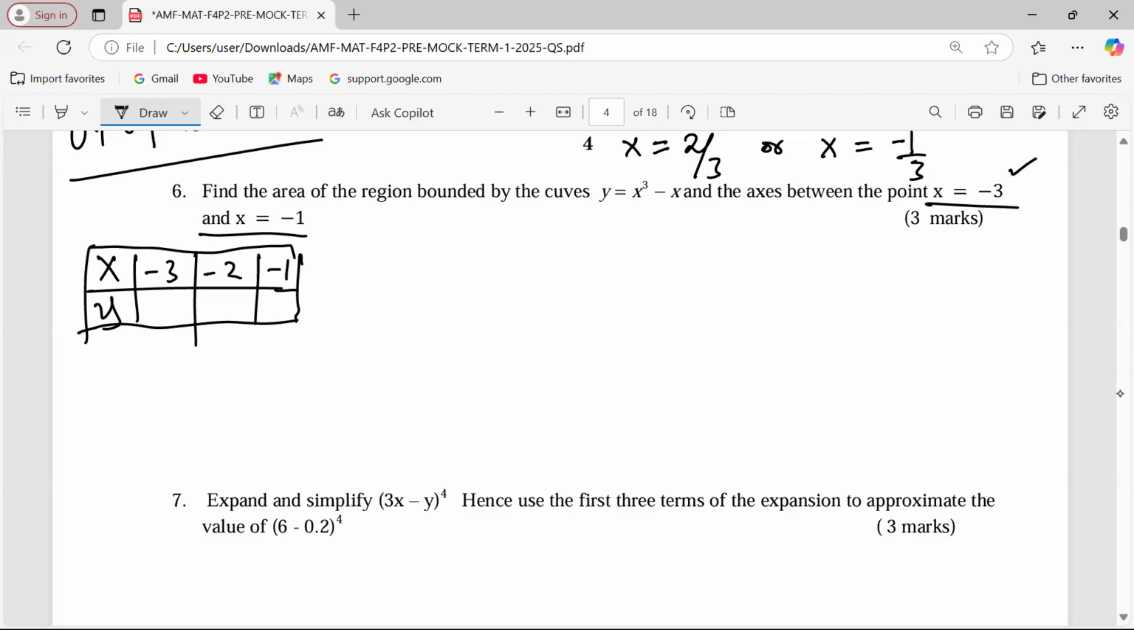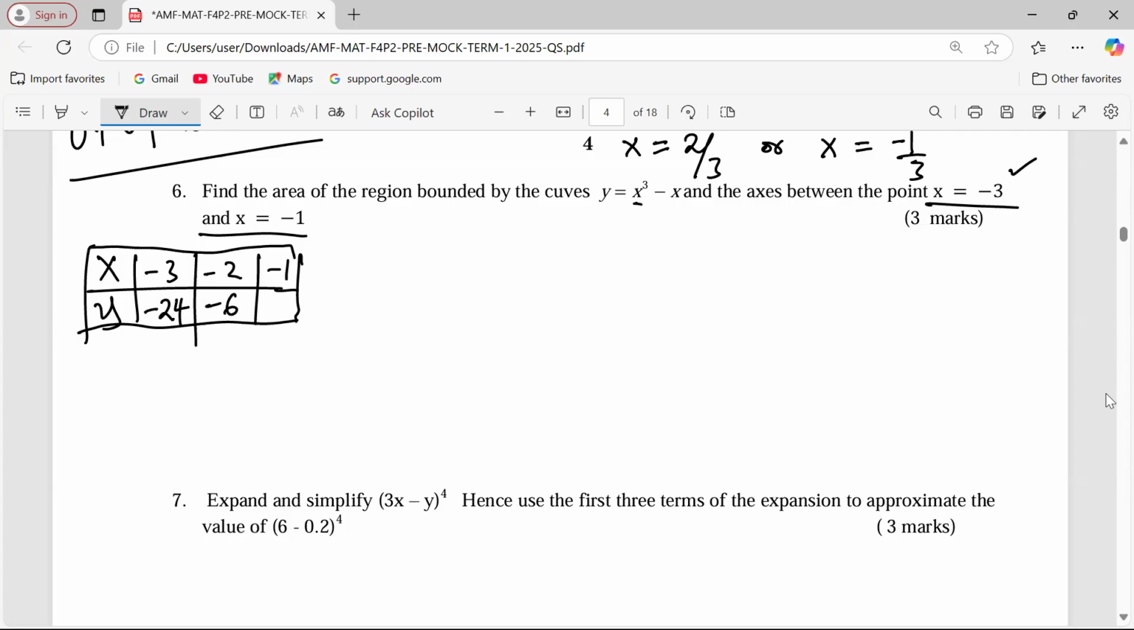So at negative 3, when we substitute here, it will be negative 3 cubed minus a negative 3. So I have to do that now, negative 3 raised to power 3. Then I subtract negative 3. This is giving us a negative 24. Then we talk about negative 2 also. So negative 2, we raise to power 3. Then we have to subtract a negative 2. This is giving us negative 6.